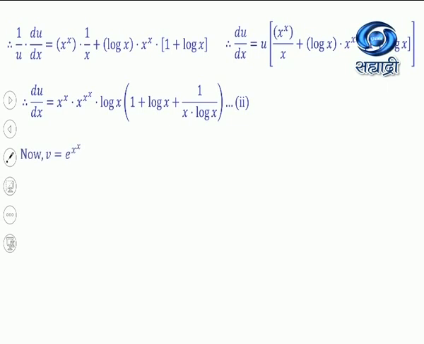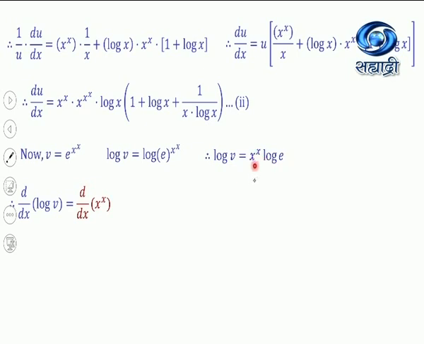And now we consider our next function, that is v. Here we take log of both sides again. We get log v equal to log of e to the power x raised to x. Now this power becomes a multiple here by using the rules of logarithm. So we write x to the power x into log e. And you know very well the value of log e is nothing but 1. So our next step is x to the power x into 1, that is x to the power x.